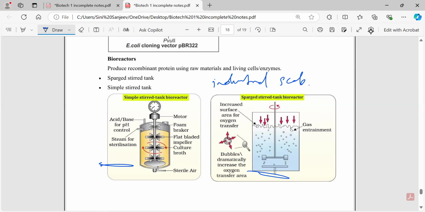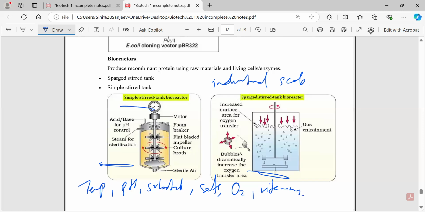Bioreactors are very good machines because they provide the optimal conditions where you can achieve your desired product. They take care of the optimal temperature, pH, the substrate which you're going to add, then different kinds of salts, gases like oxygen, vitamins, and all those things. For doing this, there are two kinds: one is the stirred tank bioreactor and the other is the sparged stirred tank bioreactor.